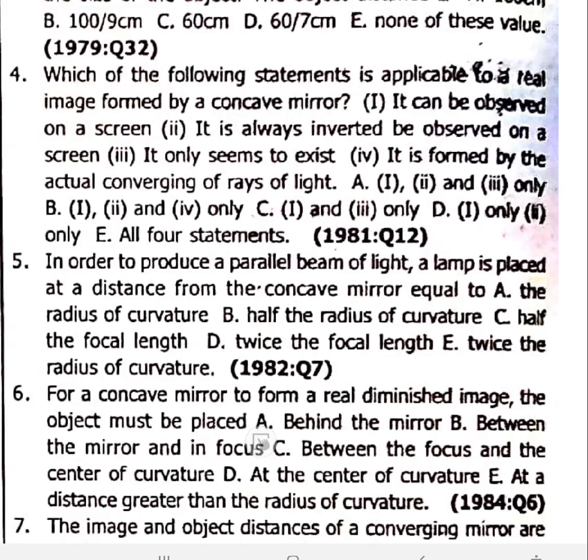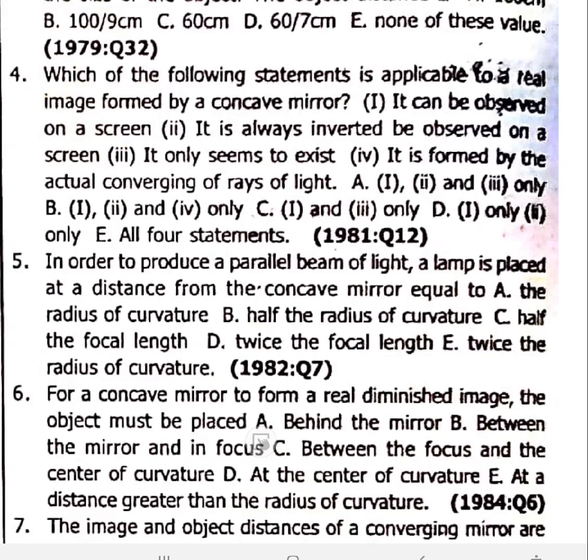Images in a concave mirror. First, the object is beyond the center of curvature, and the image is diminished, inverted, and real. It is formed in front of the mirror between the center of curvature and the principal focus. Center of curvature is represented with capital letter C. Principal focus is represented with capital letter F.